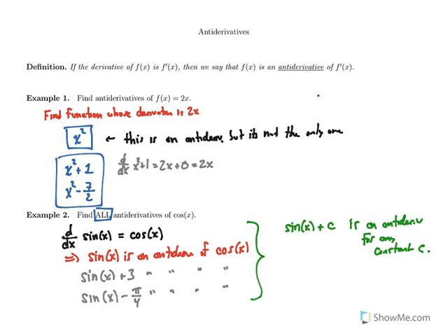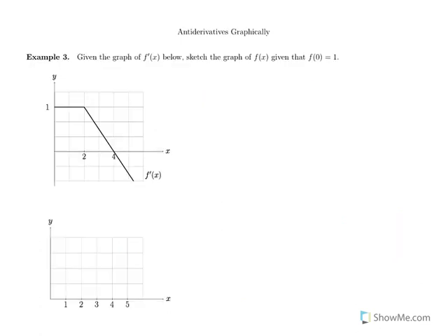All right, so now moving on to thinking about antiderivatives graphically. Here's an example. We're given the graph of f prime below. That is, we're given the graph of the derivative. And we want to sketch the graph of the function given that f of 0 equals 1. And we'll talk about what this f of 0 equals 1 means in a little bit. But first, let's just think about if we're given the derivative, how do we think about the function?